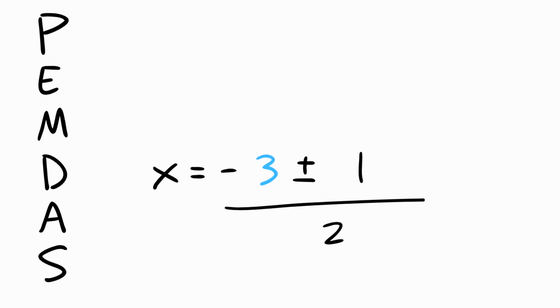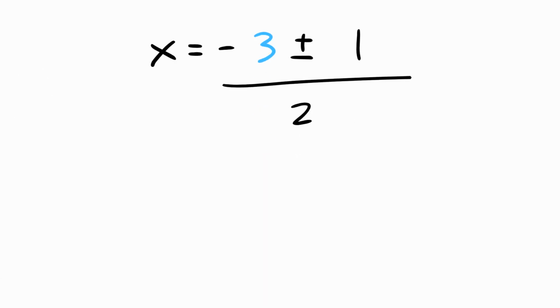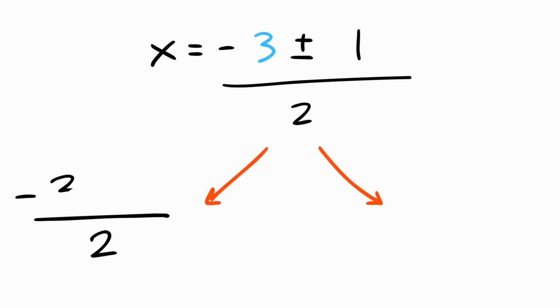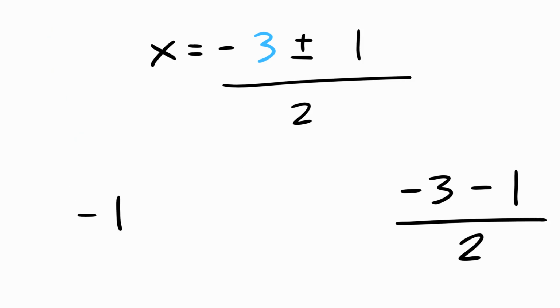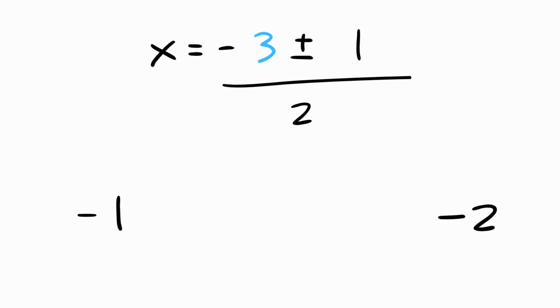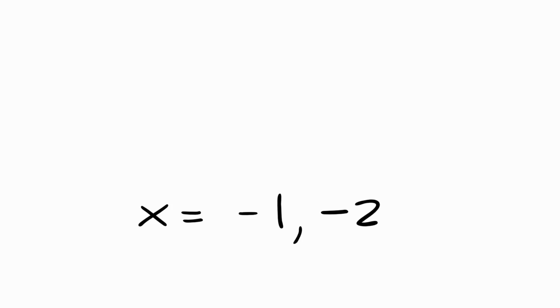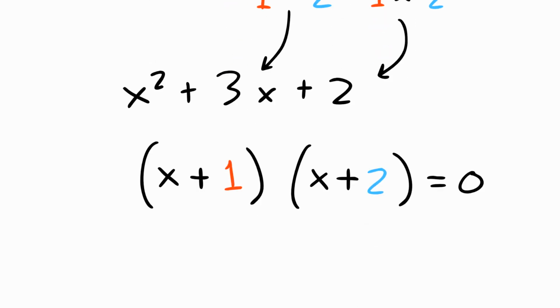So let's see here, negative 3 plus or minus 1 over 2 splits into 2 equations, one with the numerator negative 3 plus 1 and the other with the numerator negative 3 minus 1. Negative 3 plus 1 is negative 2, divided by 2 is negative 1, and negative 3 minus 1 is, keep change, negative 4 divided by 2 is negative 2. And, as you can see, x equals negative 1 and negative 2 are exactly the answers we got up here when we were factoring.